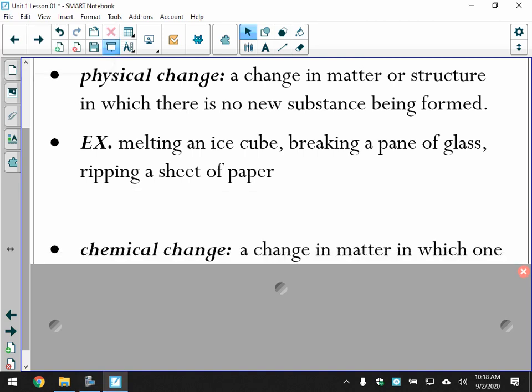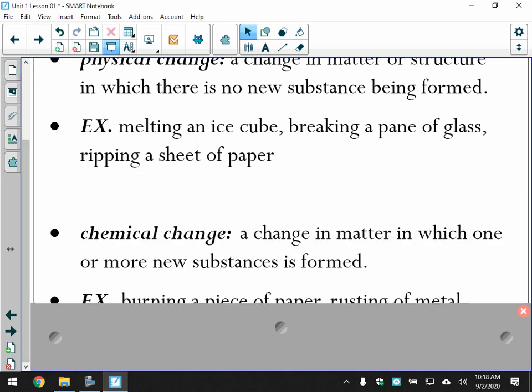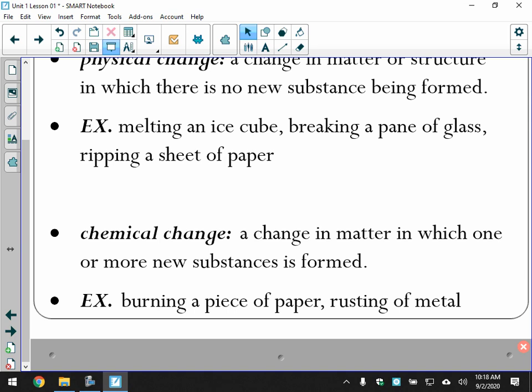Obviously, with a chemical change, we are looking to make something new. That's the whole purpose, in a lot of cases, of chemistry. We want to make something new. We want to chemically change it. That's a change in matter in which one or more new substances is formed. A lot of the times we'll get 2, maybe 3 products, sometimes, when we combine different things together.